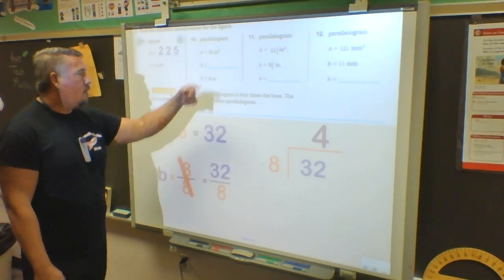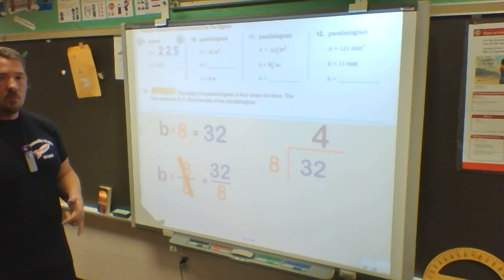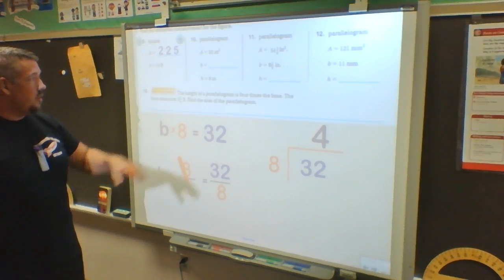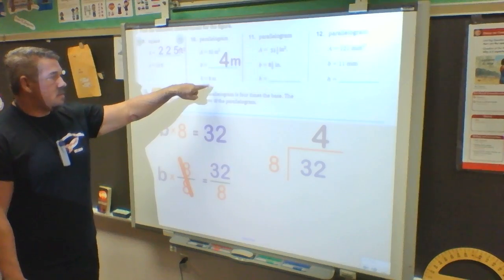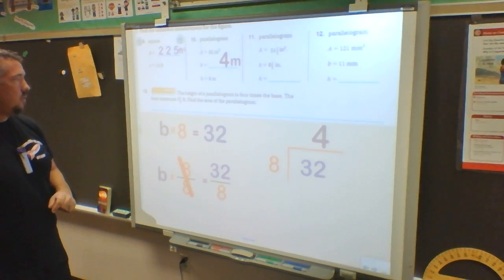So when I come up here, I have to have my label, and my label is going to be what? In this case, it's just going to be meters, because it's a straightforward unit of measurement.